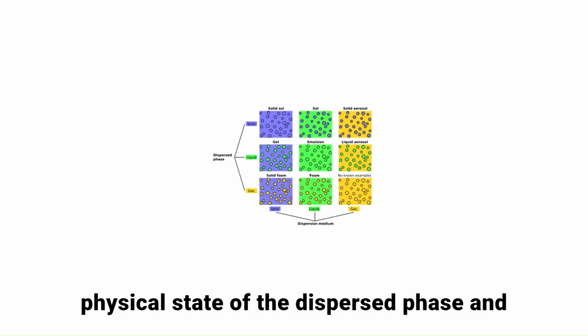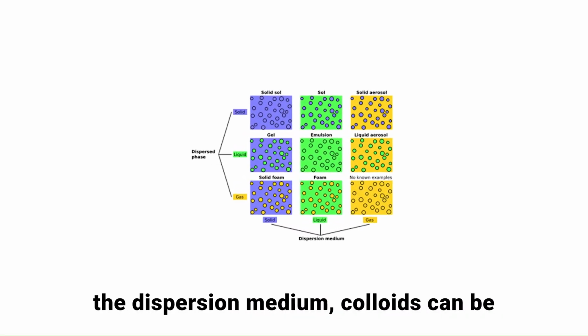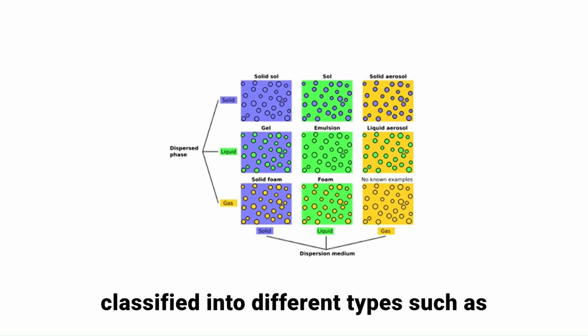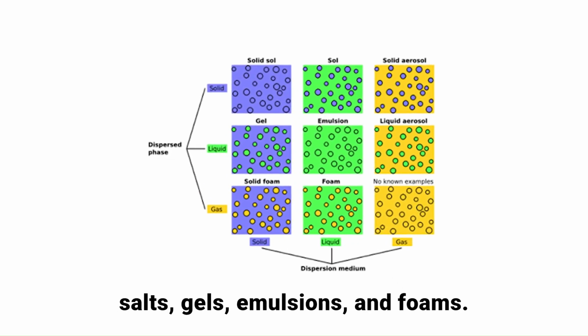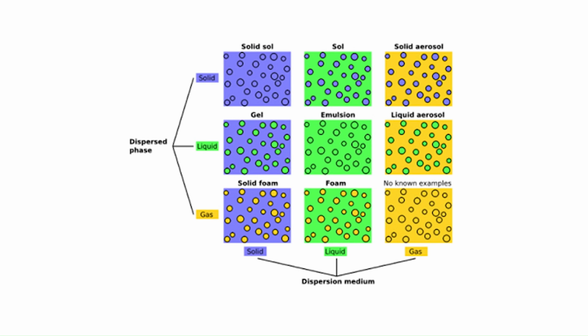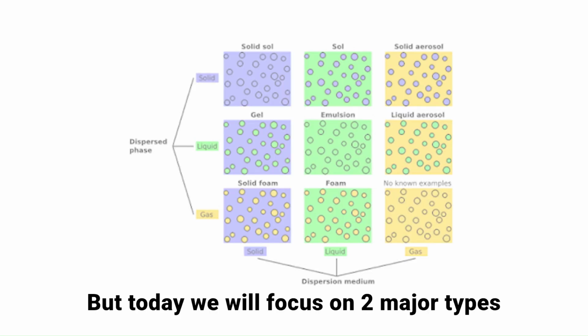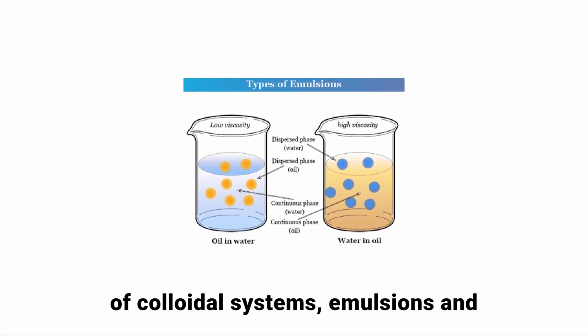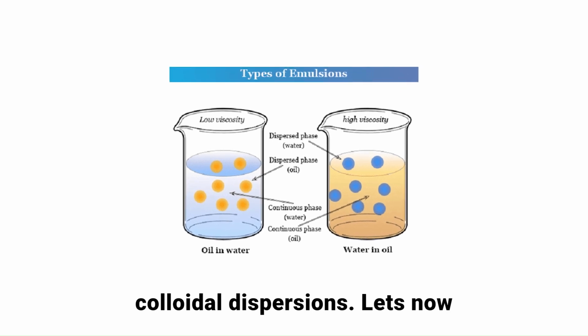Depending on the physical state of the dispersed phase and the dispersion medium, colloids can be classified into different types such as sols, gels, emulsions, and foams. But today, we will focus on two major types of colloidal systems, emulsions and colloidal dispersions.